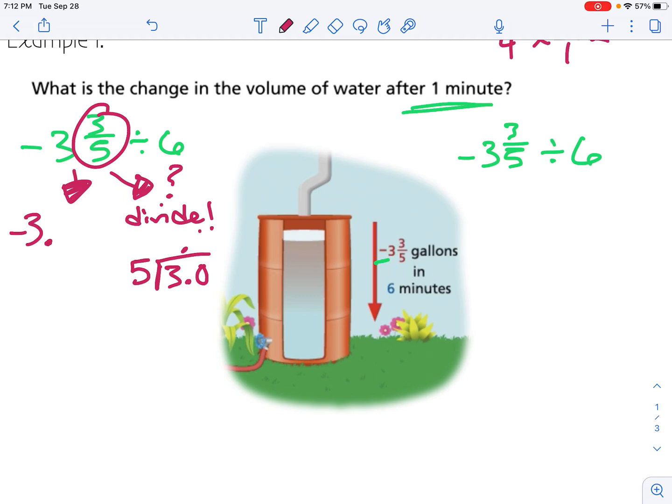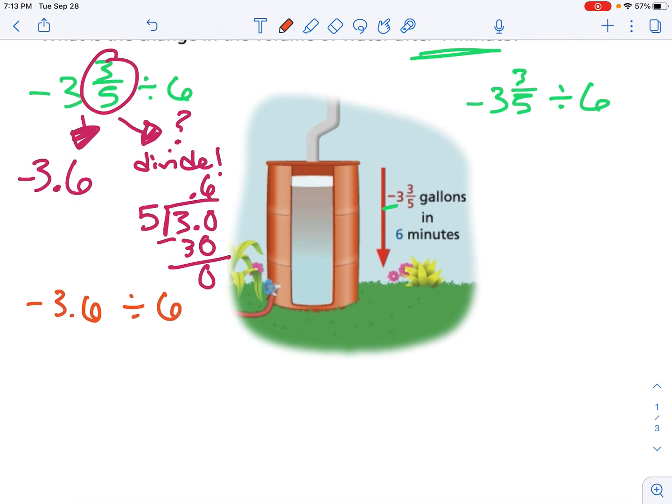5 can go into 30. It can go in 6 times. 5 times 6 is actually 30, so there is nothing left over. So now I can just tack on my 0.6 to my negative 3. So now my expression reads negative 3.6 divided by 6. And now what I can do is set that up in my division house. So what I'm dividing by always goes on the outside.